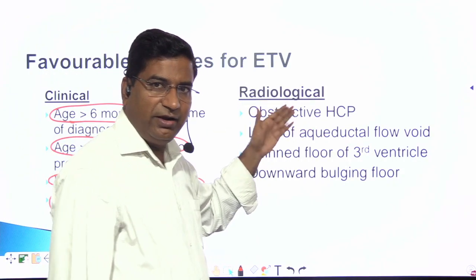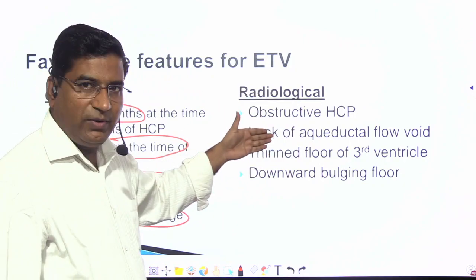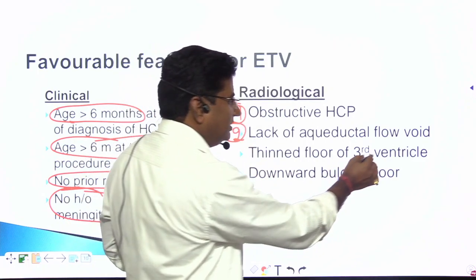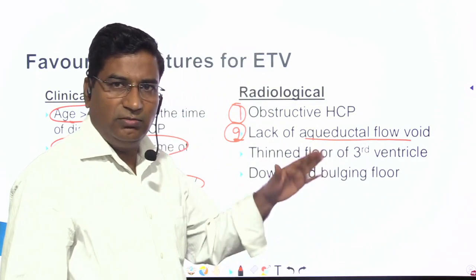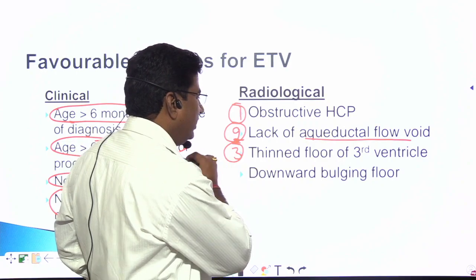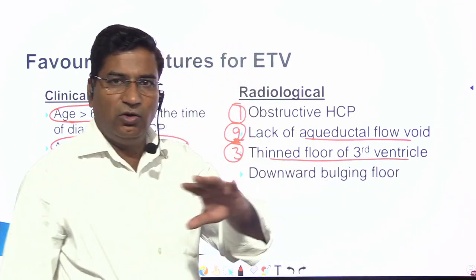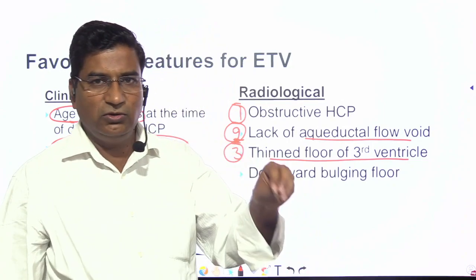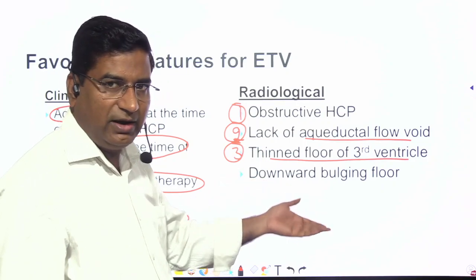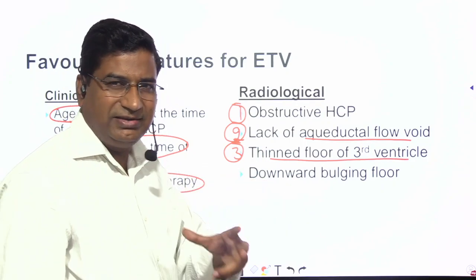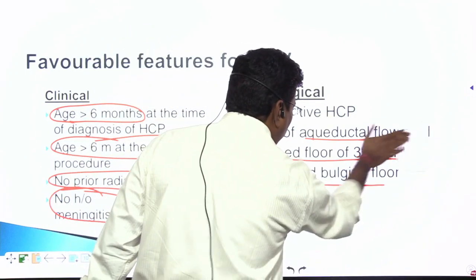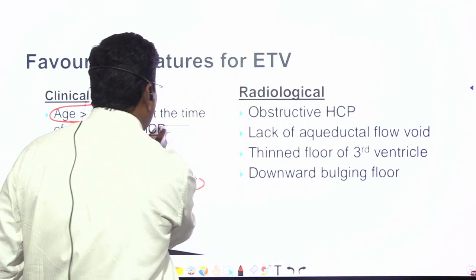Then the radiological features. The most favorable are, number 1, obstructive hydrocephalus. Number 2, lack of aqueductal flow, meaning the aqueduct is blocked or there is obstruction at the level of the aqueduct. Then a thin floor of the third ventricle. Thin floor means there is no chance of infection, no thick wall because of repeated infection, repeated surgery or radiation. Otherwise the wall of the floor of the third ventricle is highly tensile or thick. Then downward bulging. These are the radiological criteria which are favorable for endoscopic third ventriculostomy.